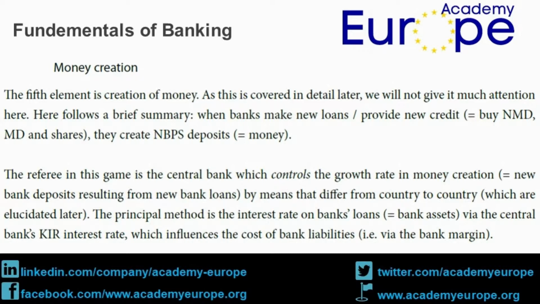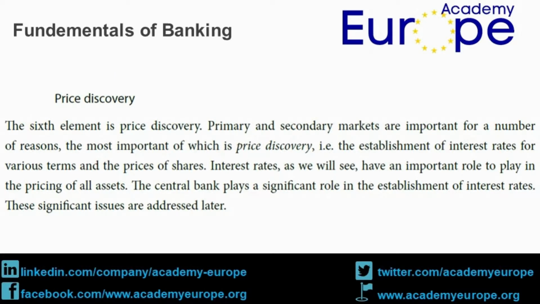The referee in this game is the central bank, which controls the growth rate in money creation, equal to new bank deposits resulting from new bank loans, by means that differ from country to country, which are elucidated later. The principal method is the interest rate on banks' loans, equal to bank assets, via the central bank's key interest rate, which influences the cost of bank liabilities, i.e. via the bank margin.